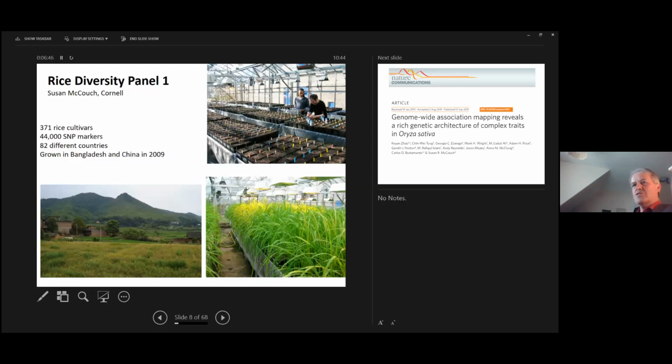So association mapping is a technique that is possible because of the relative ease and low cost of using SNP markers to characterize material. And as those markers developed, association mapping developed alongside it. So 44,000 markers. We grew those in Aberdeen, we grew them in Bangladesh, and we grew them in China. And I'm going to show you some quick results about that.